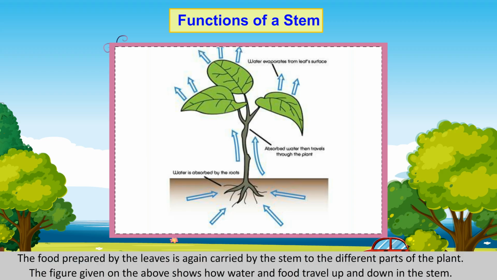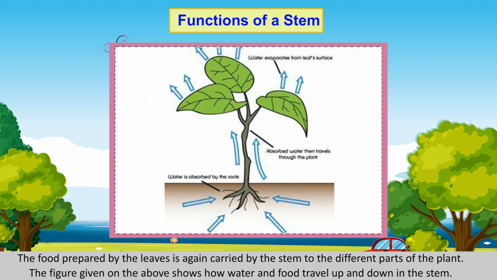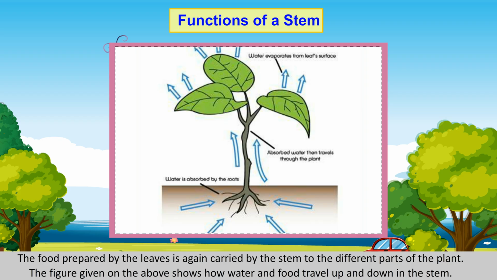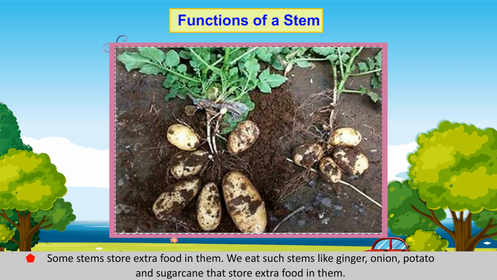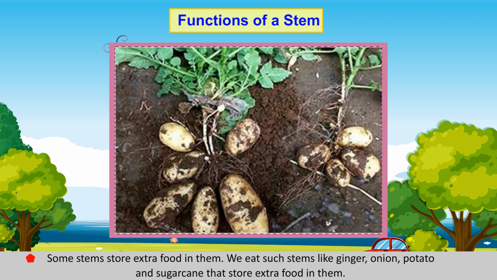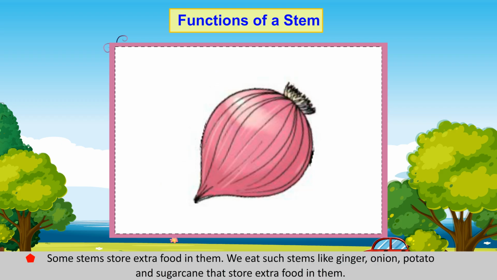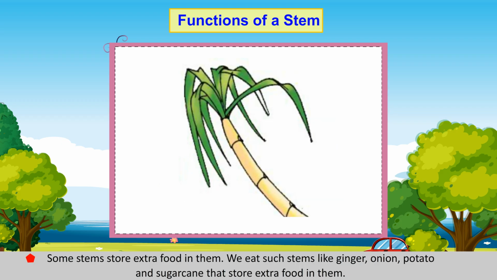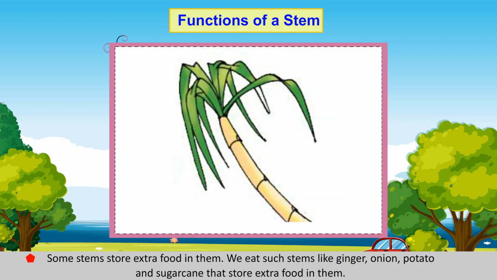The figure given above shows how water and food travel up and down in the stem. Some stems store extra food in them. We eat such stems like ginger, onion, potato and sugarcane that store extra food in them.